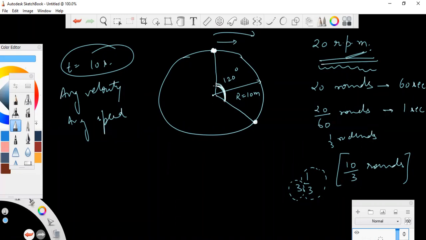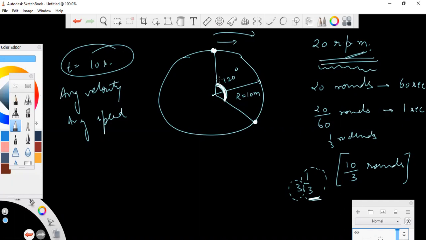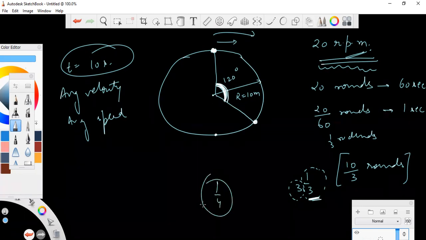So how did you get the angle? 3 complete rounds and then 1/3 of a round. If it completed one round, the angle would have been 360. If you divide this in 3 parts, then this angle will be 120, right? If it was 1/2, then it will be somewhere here, half the round. For half the round, angle would be 180. If this was 1/4, that means you're traveling 1/4 of a round, so you will be somewhere here. The angle would have been 90. Is that right? Yes, sir.